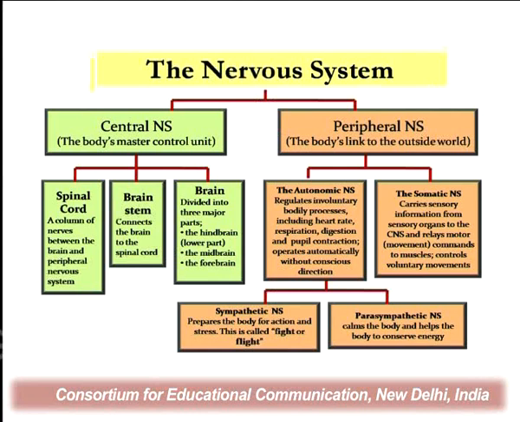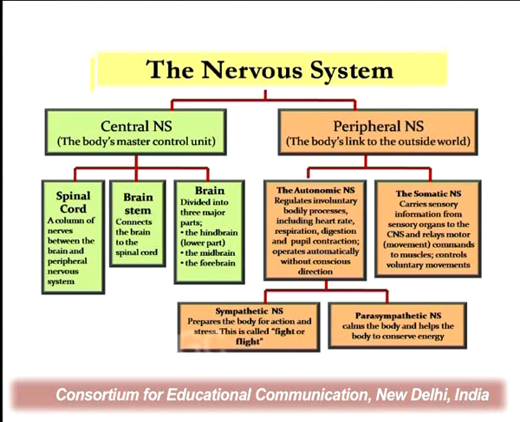So once again we will discuss the whole pie chart of the nervous system. If we understand this chart, I am telling you, you will definitely understand the whole nervous system in a nutshell. So once again, the nervous system is divided into two parts. One is the central nervous system, the other one is the peripheral nervous system. The central nervous system is the body's master control, and the peripheral nervous system is the body's link to the outside world.